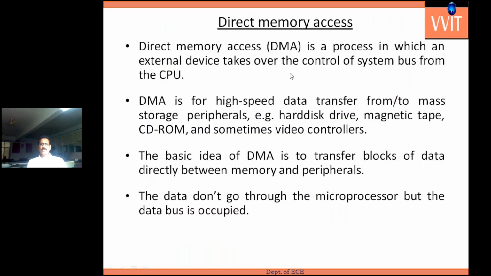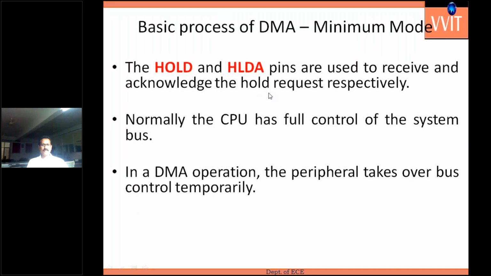Now the next topic is DMA, direct memory access. Without CPU interaction, IO devices exchange content with the internal memory or hard disk, and from the hard disk to the external IO devices, with the help of direct memory access.